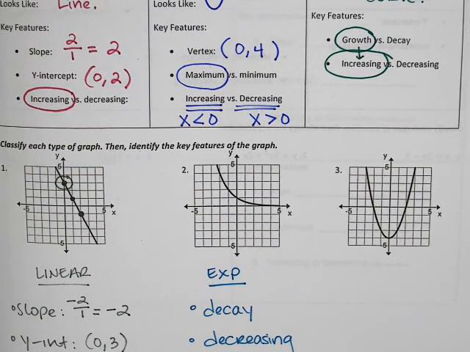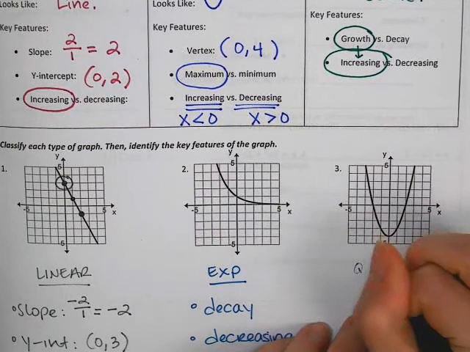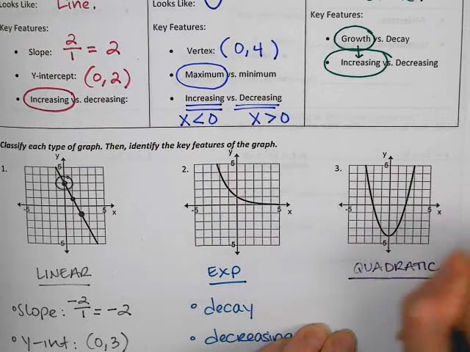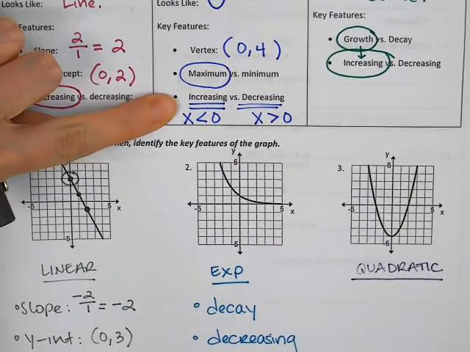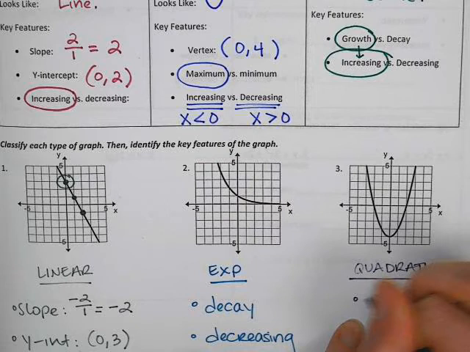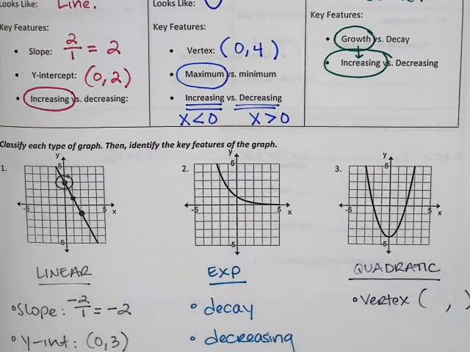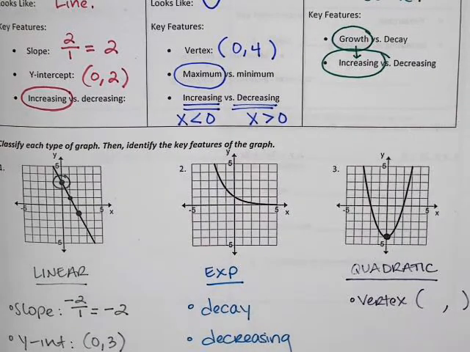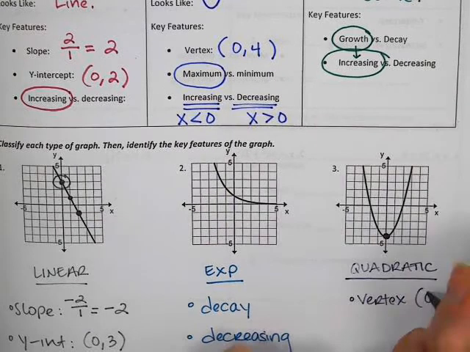All right, and lastly is the parabola. So this one is obviously the quadratic because it's the u, so quadratic. When you say quadratic, you need these 3 things. So starting with the vertex. The vertex is at what ordered pair? So the vertex is right here on this one, and that is 0, -4.